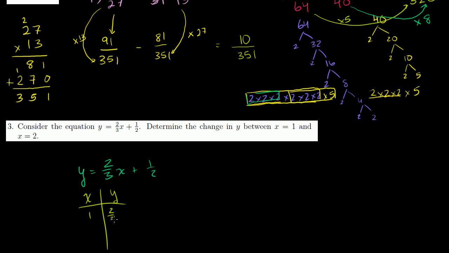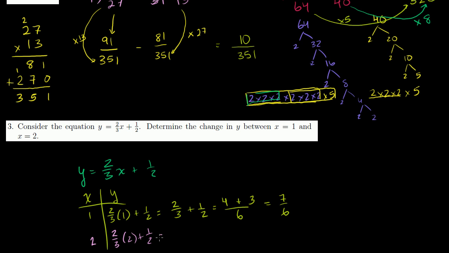It's 2 thirds times 1 plus 1/2, which is equal to 2 thirds plus 1/2, which is equal to, with a common denominator of 6, 2 thirds is 4/6. Multiply both of them by 2. Plus 1/2 is 3/6. So this is equal to 7/6.